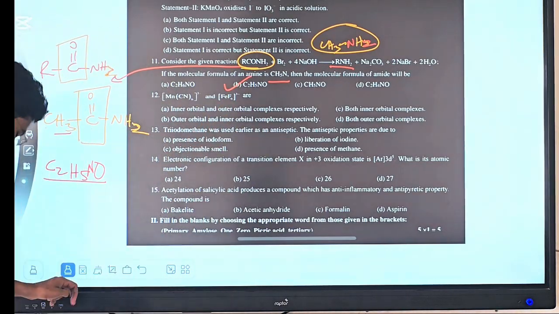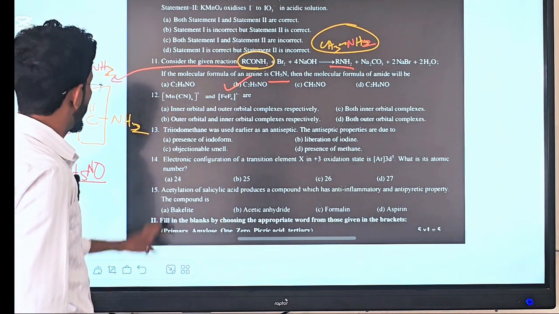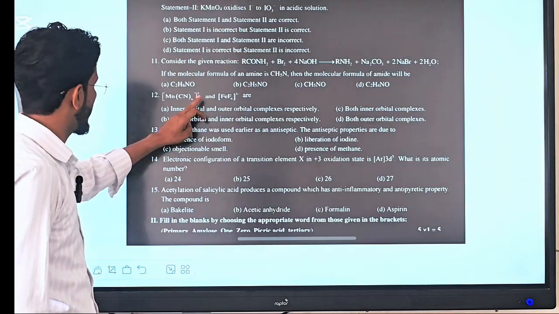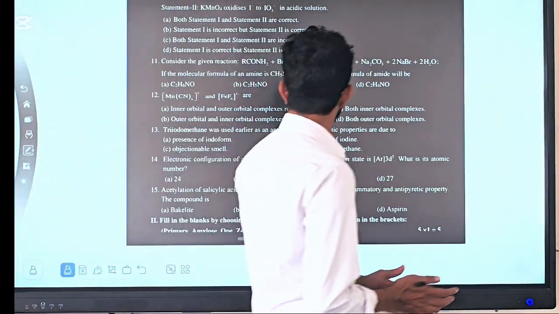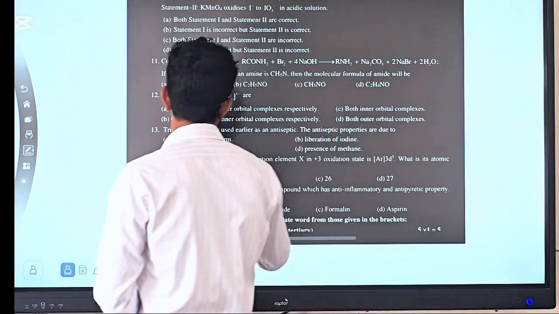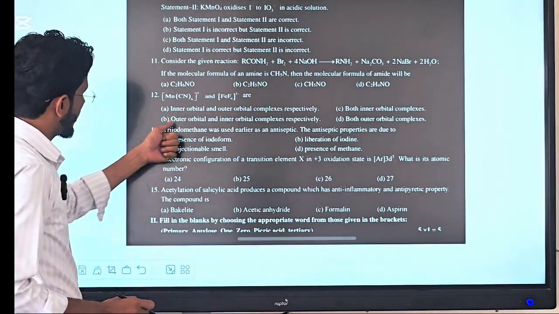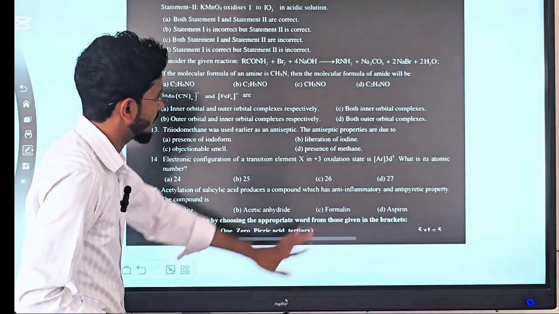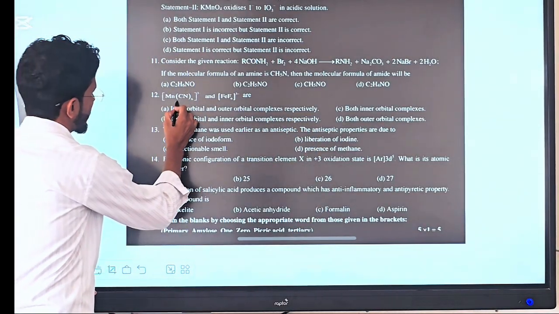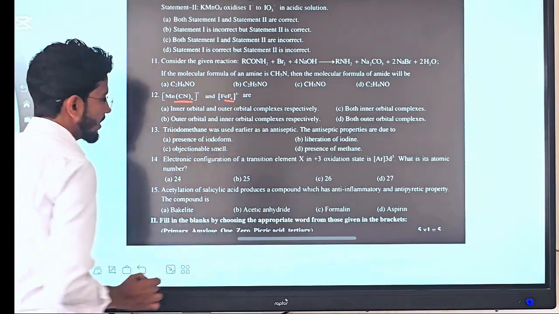Now next, question number 12. It is given that Mn(CN)6 3- and FeF6 3- are inner orbital. The options given are: inner orbital and outer orbital complex; both are inner orbital; outer orbital and inner orbital; both are outer orbital complex. How can we solve this? Actually, CN minus is a strong ligand and F minus is a weak ligand.